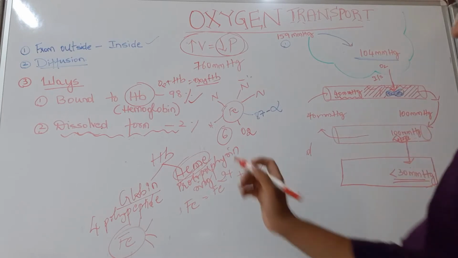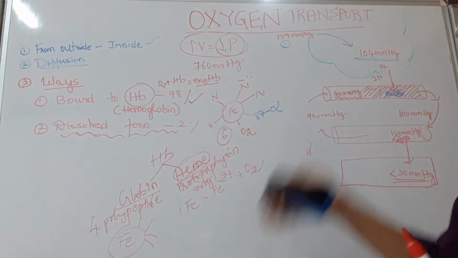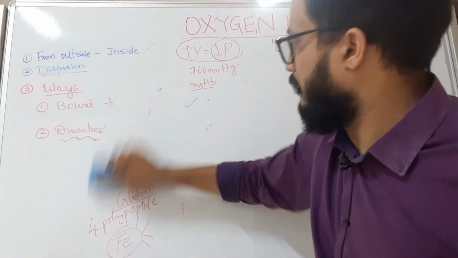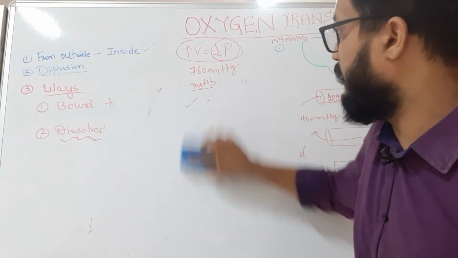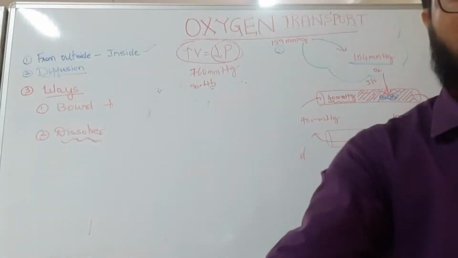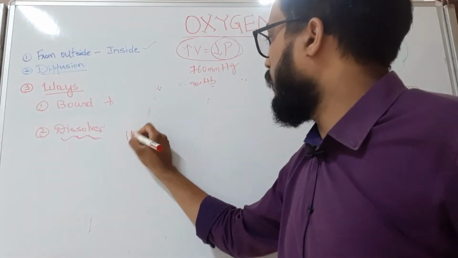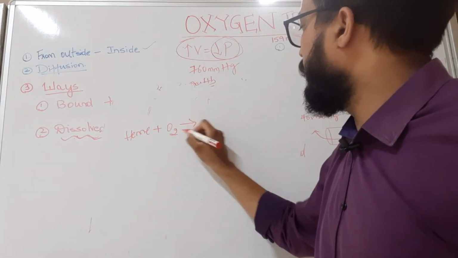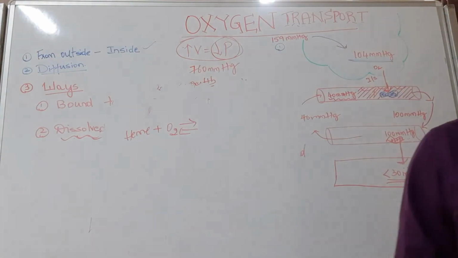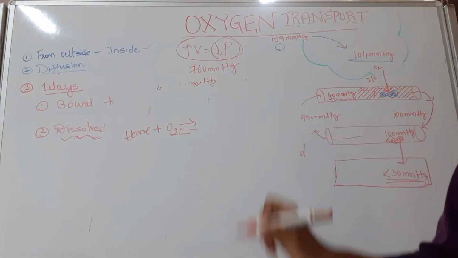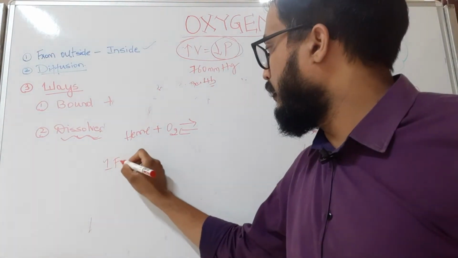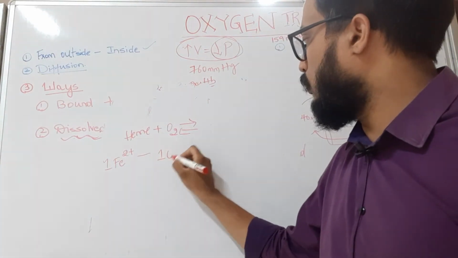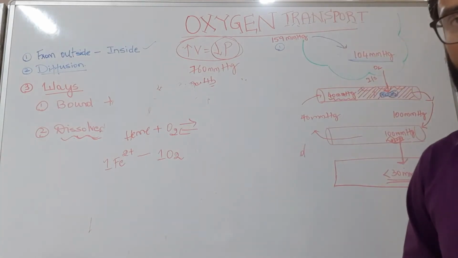The attachment of this oxygen to this heme molecule is in a reversible fashion. So it is a reversible reaction. The heme molecule attaches with that of the oxygen in a reversible fashion. So one iron molecule in the ferrous state attaches to one molecule of oxygen.